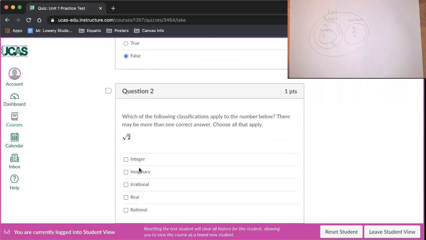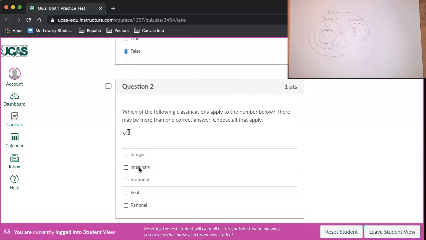All right. Which of the following classifications apply to the number below? Square root of 2 is irrational. It's one of those in-between square roots. If we had square root of 4, that's rational because that's 2. And square root of 9 is rational because that is 3. And the square root of 1, of course, is 1. So those are all rational numbers.